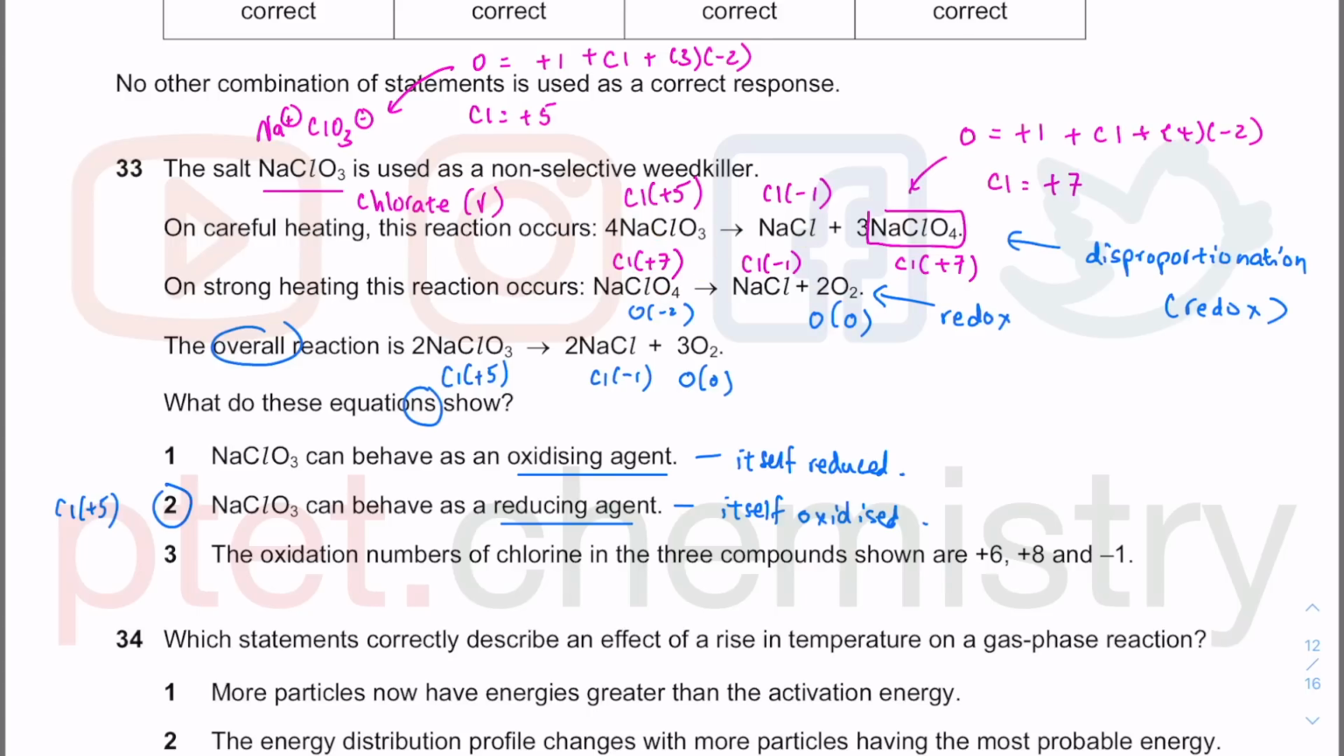So in both of these reactions, the chlorine, oops, sorry, not the second one, because the second one is not the NaClO3, but the first one, the plus 5 goes to minus 1, itself does get reduced there.